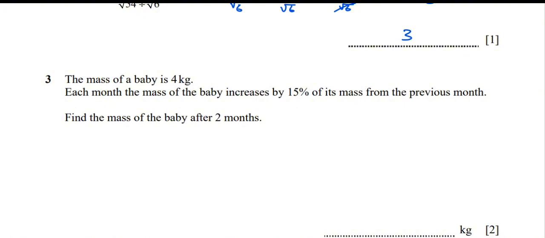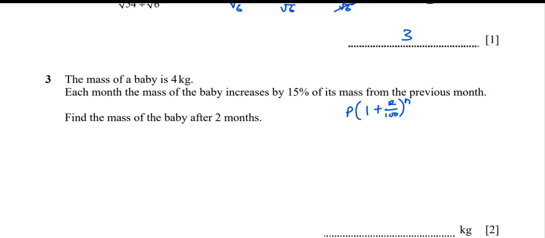We have the original size, let me use P, times 1 plus the rate over 100, to the power of the number of months or the number of years, depending on the increase that is given to us. Like this one, they say each month, so we count n as the number of months. P is the original mass in this case, and the rate is the percentage increase per month. So that's the rate here.